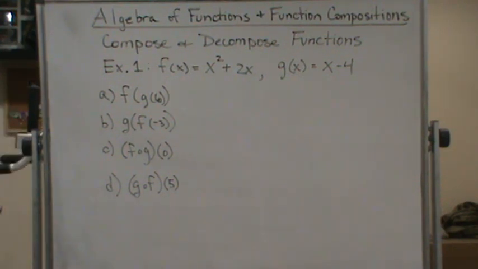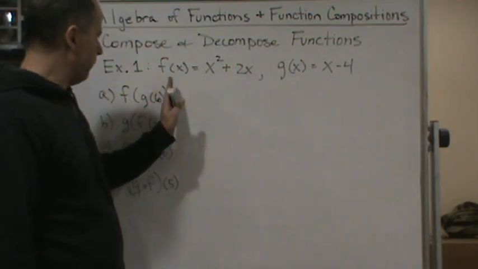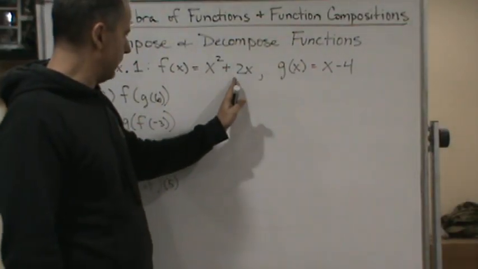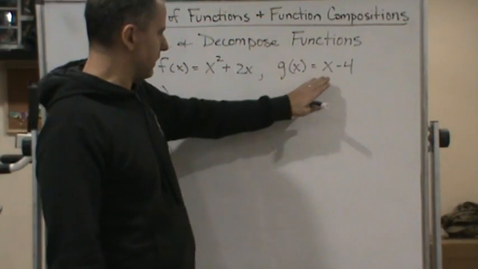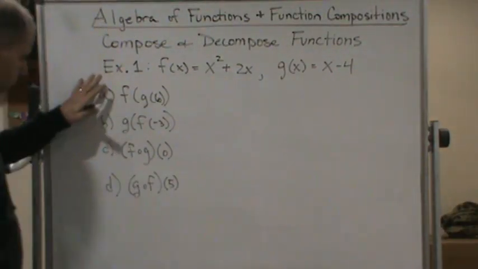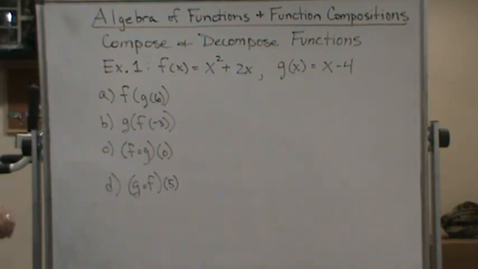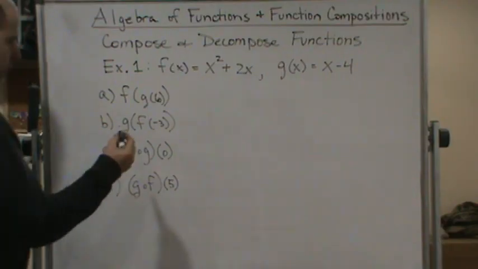Let's do some examples, and I'm going to go through these with you. In this example, we've got f of x is equal to x squared plus 2x, g of x is equal to x minus 4, and we're going to evaluate all of these compositions. Here's the way we're going to do it. First thing is we're going to write the composition.